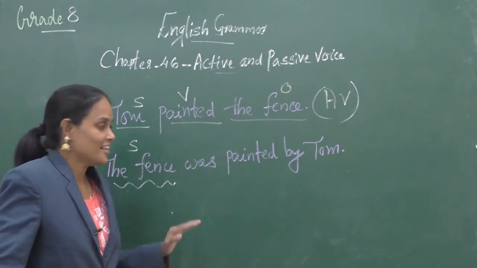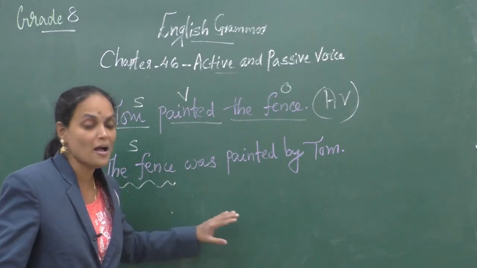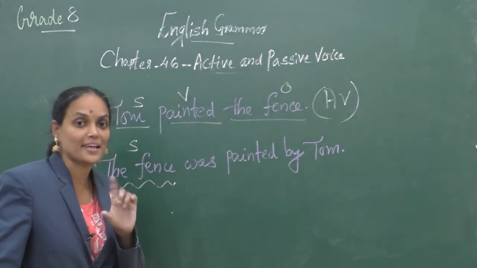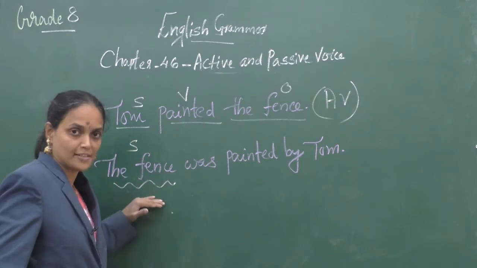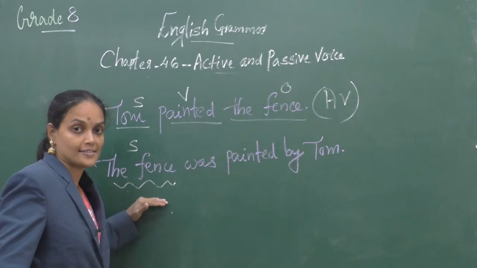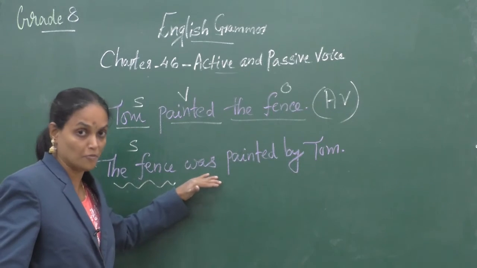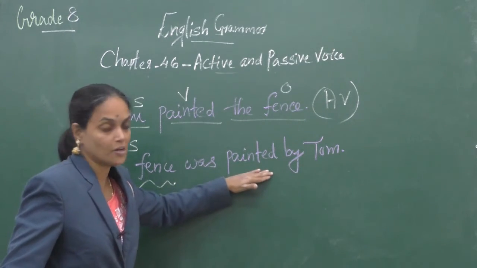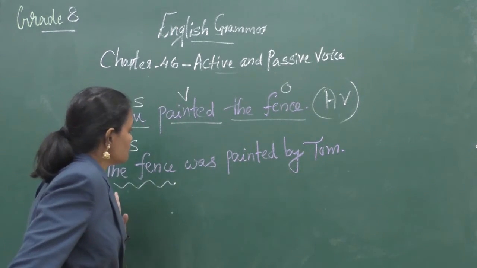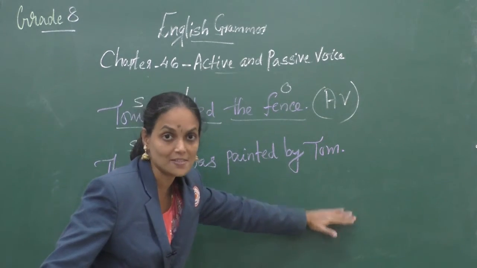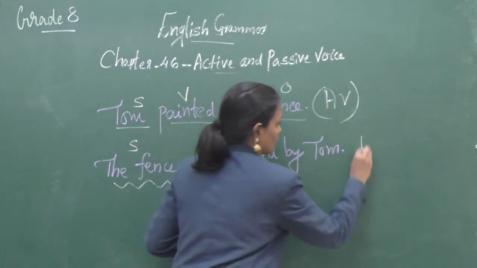Strictly speaking, the word fence is not at all a subject in passive form, but it acts as a subject. Fine? The word fence is treated as a subject here, followed by the past form of the auxiliary verb was and painted, the main verb, then by. By is the linking word which joins the subject and the object part of the sentence in a sentence in passive voice.